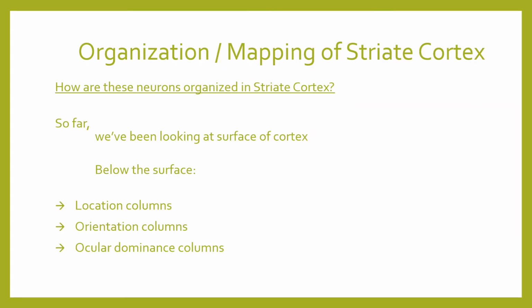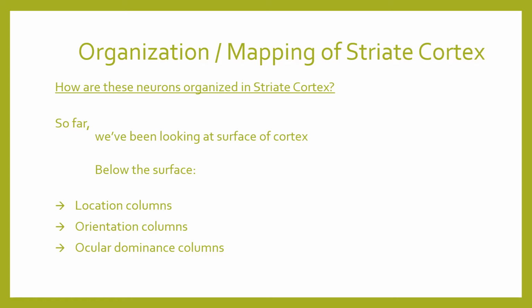Because again, we're here at these feature detectors. They are responding to features. They are responding to different orientations of lines in the environment and direction of movement, and then maybe how long that line is and the angle and so forth. And so then we start talking about the organization or mapping of this primary visual cortex, of the striate cortex. So how are the neurons organized?